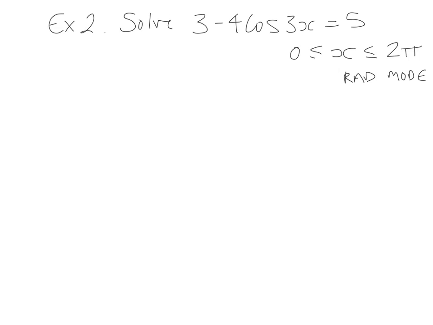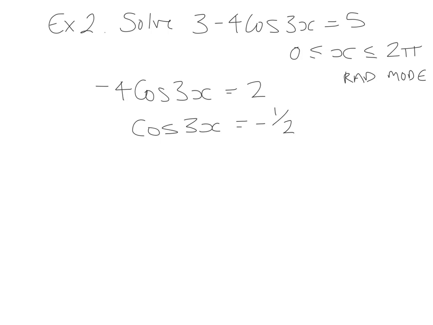So first of all, we need to rearrange. So we have negative 4 cos 3x equal to 2, because we've taken away 3 from the 5, and then we're going to divide by minus 4. So we've got cos 3x equal to minus a half, when we simplify that down. So cos in this case is negative. So we're looking for when cos is negative, which is the second and third quadrants.